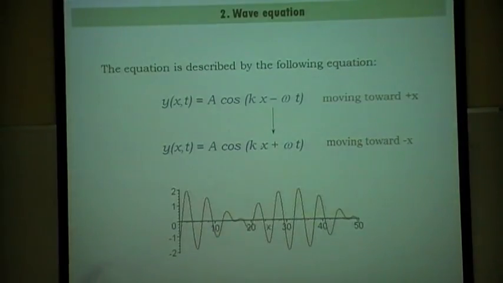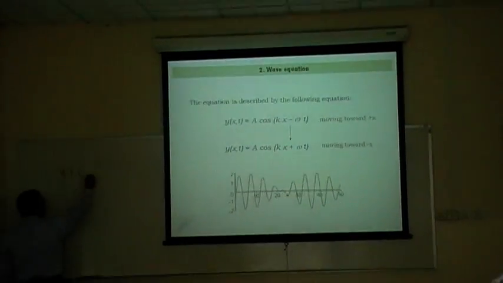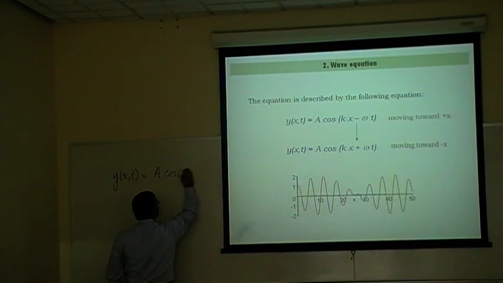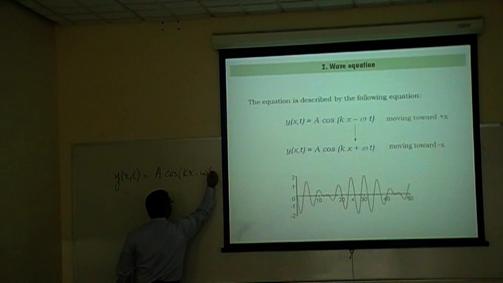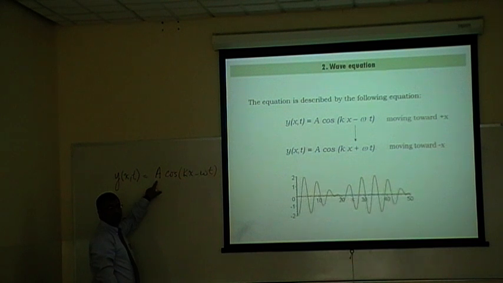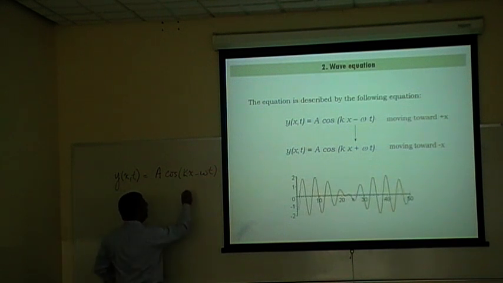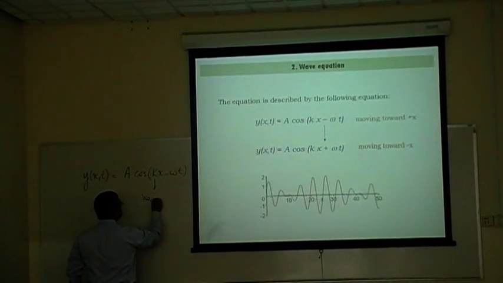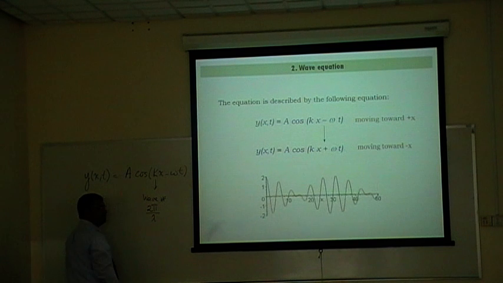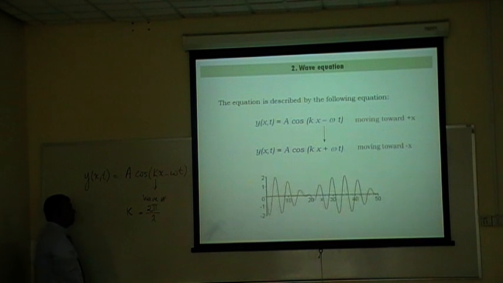So y, which is a position, as a function of a position x and t, is equal to A cosine (kx minus omega t). Okay. Now A we know it. What's A? Louder, guys, come on. The amplitude, okay? And k is defined as the wave number, and it's equal to 2 pi over lambda. Okay, so k is actually proportional to 1 over lambda. That's k, it's called the wave number.